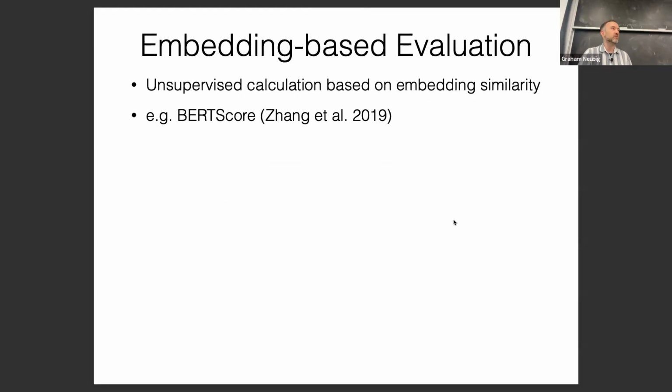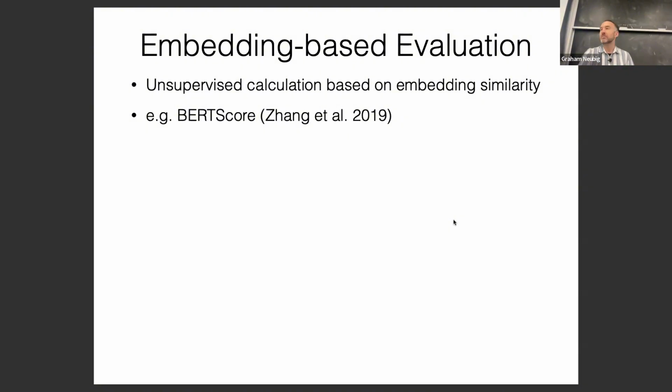So there's a bunch of different ways to do these types of evaluations. I'm just going to go through a few representative examples of them. The first one is embedding-based evaluation. The way it works is you do unsupervised calculation based on embedding similarity. This is usually used together with reference-based evaluation because you want to calculate the similarity between a human reference or a correct answer and the output of the model.